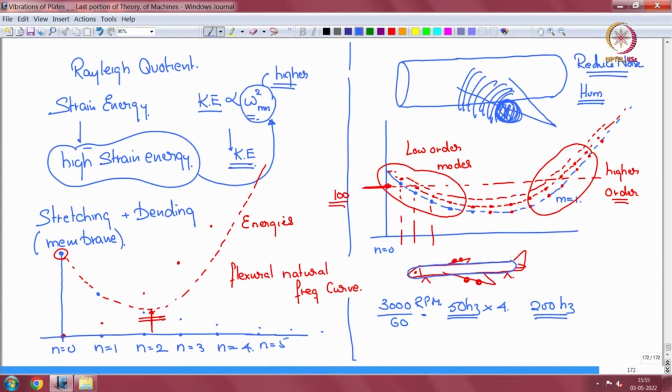But now what happens is that largely these lower order modes are responsible for transmitting the sound into the shell. These set of modes get excited. So let us say instead of 100 this is 200 now.